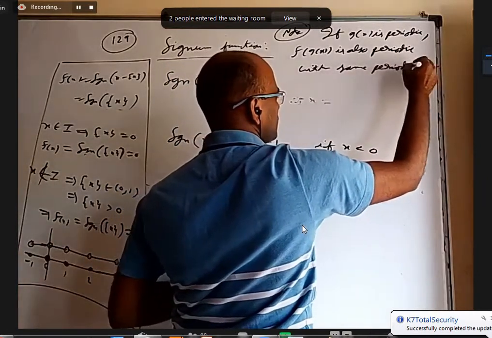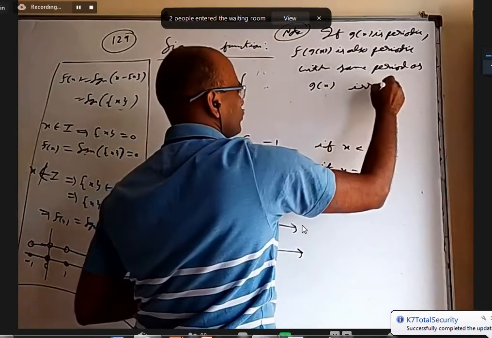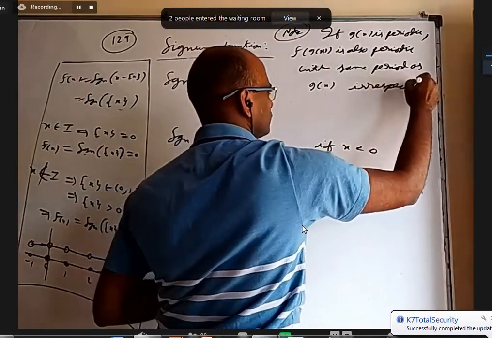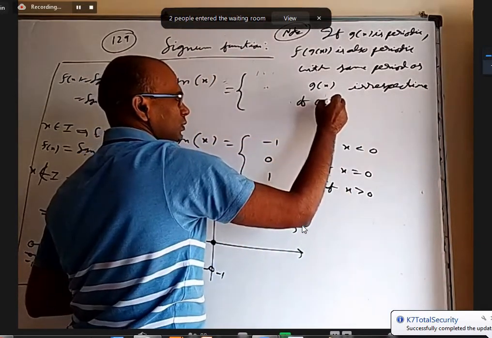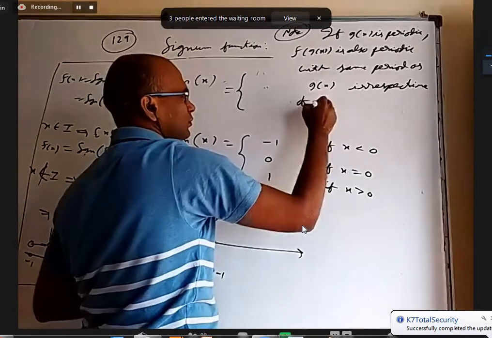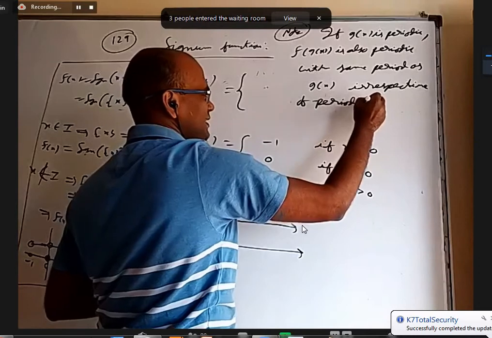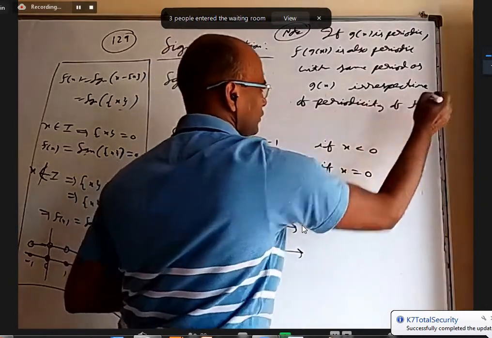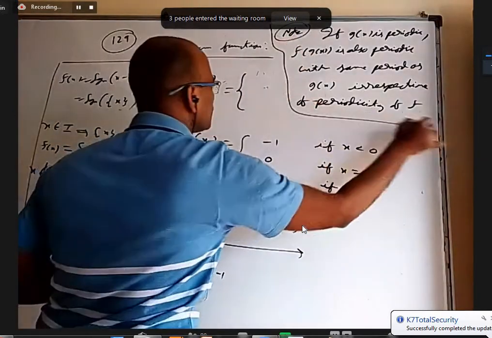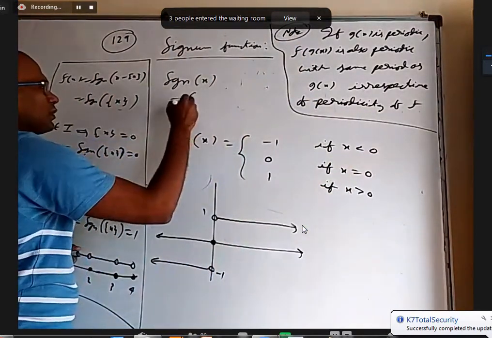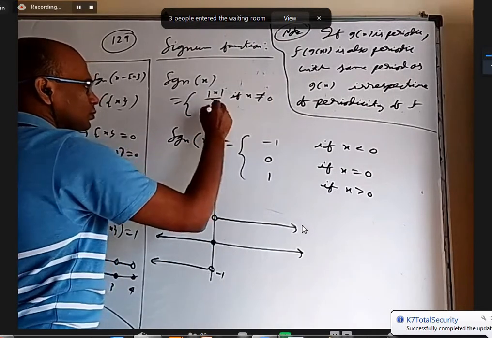The same period as g of x, irrespective of the periodicity of f, whether f is periodic or not. If g is periodic, okay, we just note that. So if somebody wants to write mod x by x, x is not equal to 0.